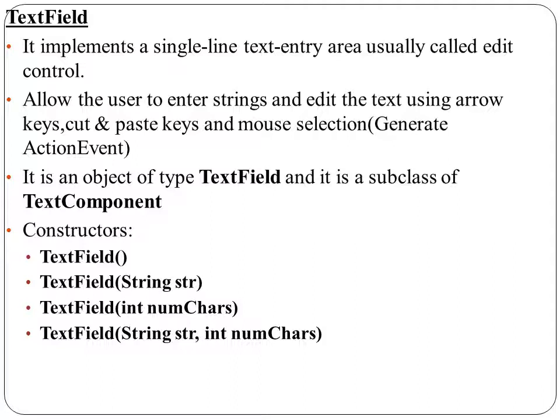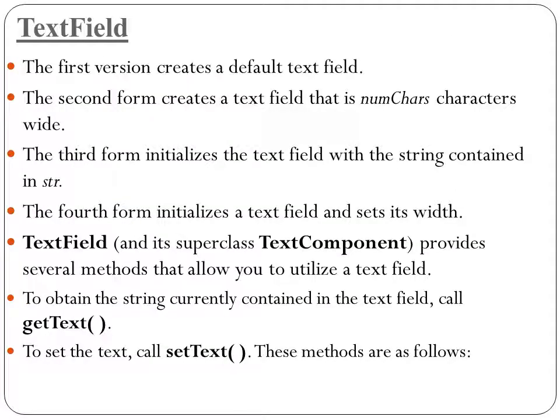It has constructors like TextField, the default constructor, then TextField with one argument, that is a string str, whose value gets displayed when the text field is created. Then we can also specify the width of the text field, how many characters we can enter, using numChars. So the first version creates a default text field, the second one creates a text field that is numChars wide, and the third form initializes a text field to the string value contained in str. Here TextField is a subclass of TextComponent.